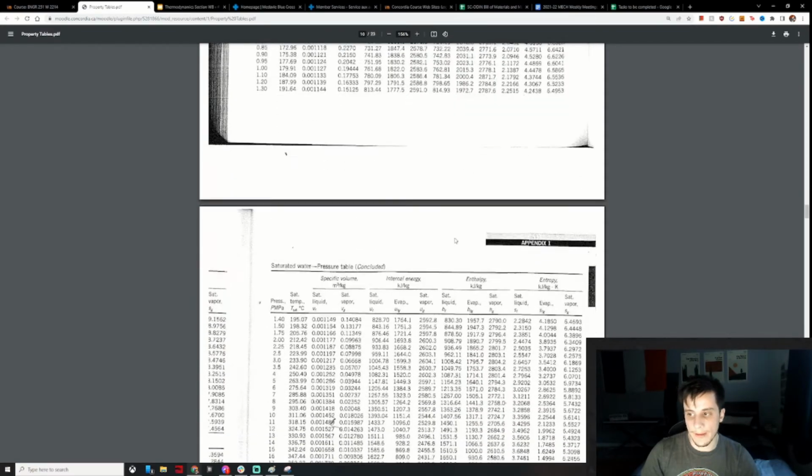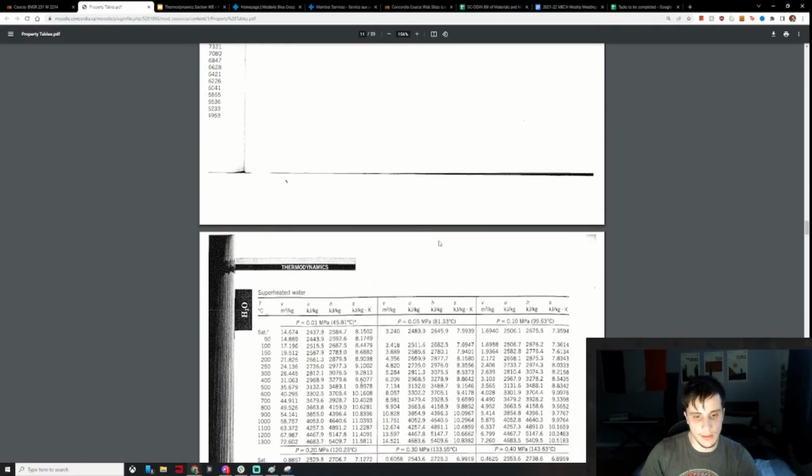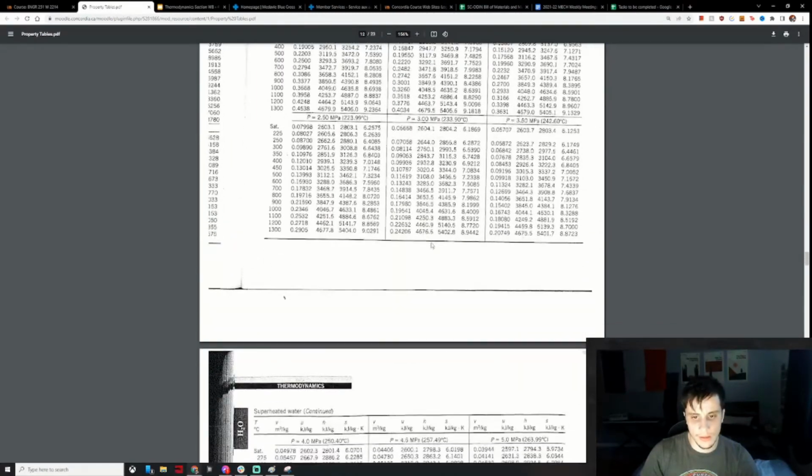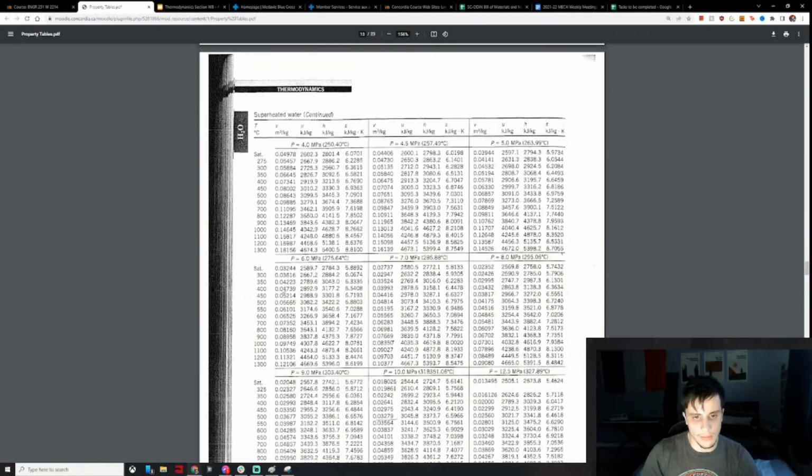Okay. And then for the steam, we were at 6 megapascal, which is a lot. There we go, 6 megapascal and 400 Celsius, so right here. And it's the third column that represents the specific enthalpy of 3,177.2 kilojoules per kilogram. And that'll be our value for H.